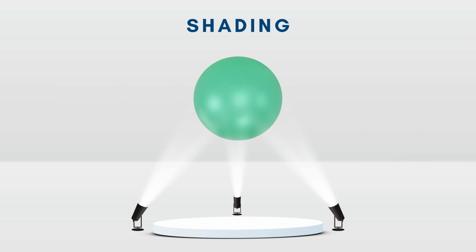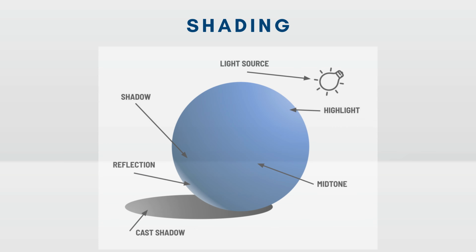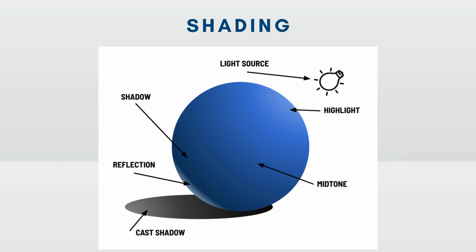Finally, we will analyze the use of shading to create the illusion of depth. Shading uses light and shadow to show the illusion of depth to create forms. This diagram illustrates how light and shadow work to create depth. The light source is where the light is coming from. The light will then hit the object and create a highlight, midtone, shadow, reflection, and cast shadow.